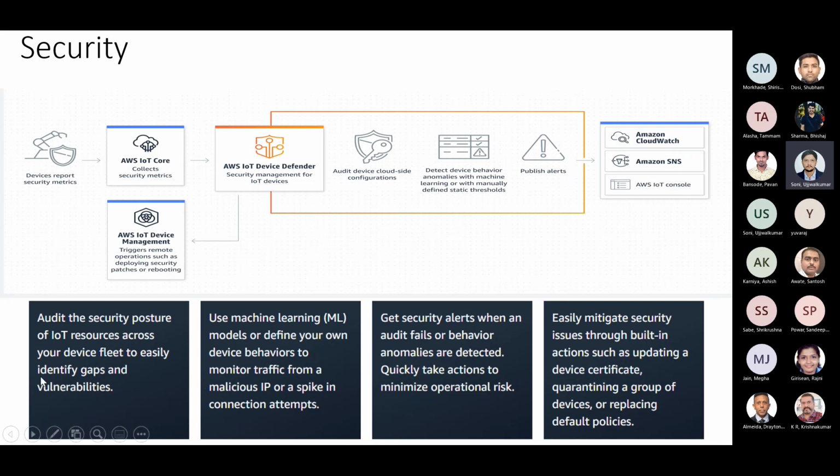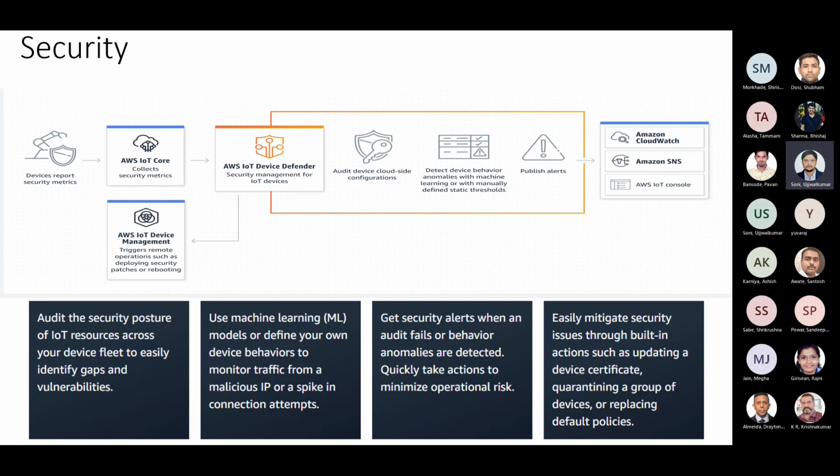Of course, you need to audit the security posture of the IoT resources across your device fleets to easily identify gaps and vulnerabilities. Use machine learning models to define your own device behaviors to monitor traffic from malicious IPs or a spike in connection attempts. Get security alerts when an audit fails or behavior anomalies are detected, and take actions quickly to minimize the operational risk. Easily mitigate security issues through built-in actions such as updating a device certificate, quarantining a group of devices, or replacing default policies.